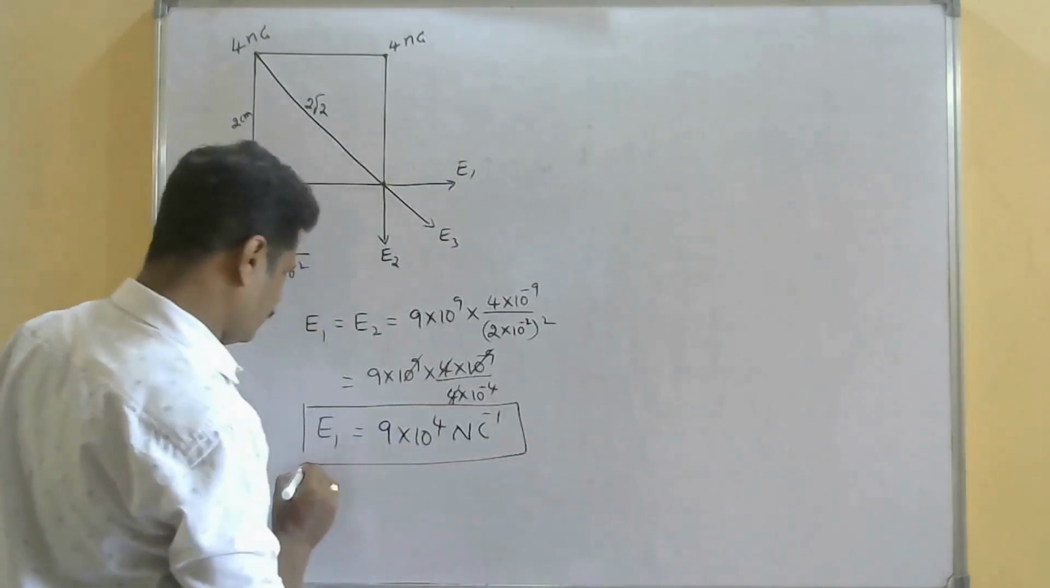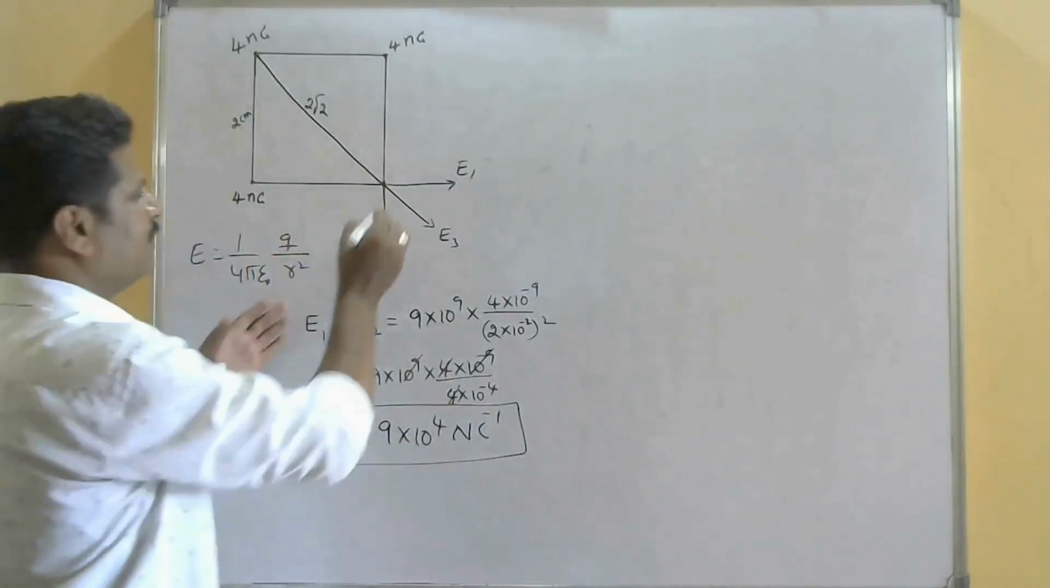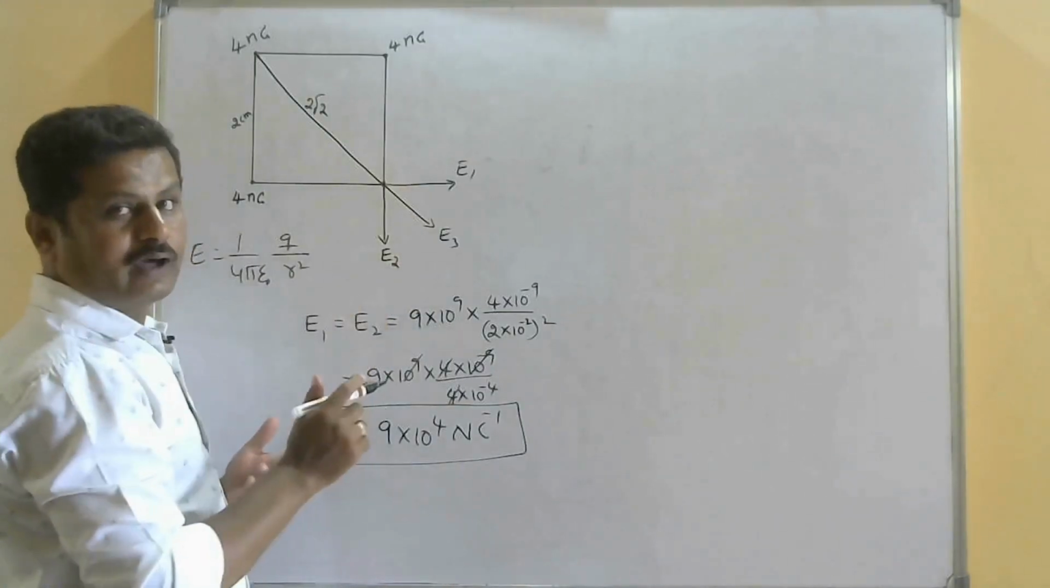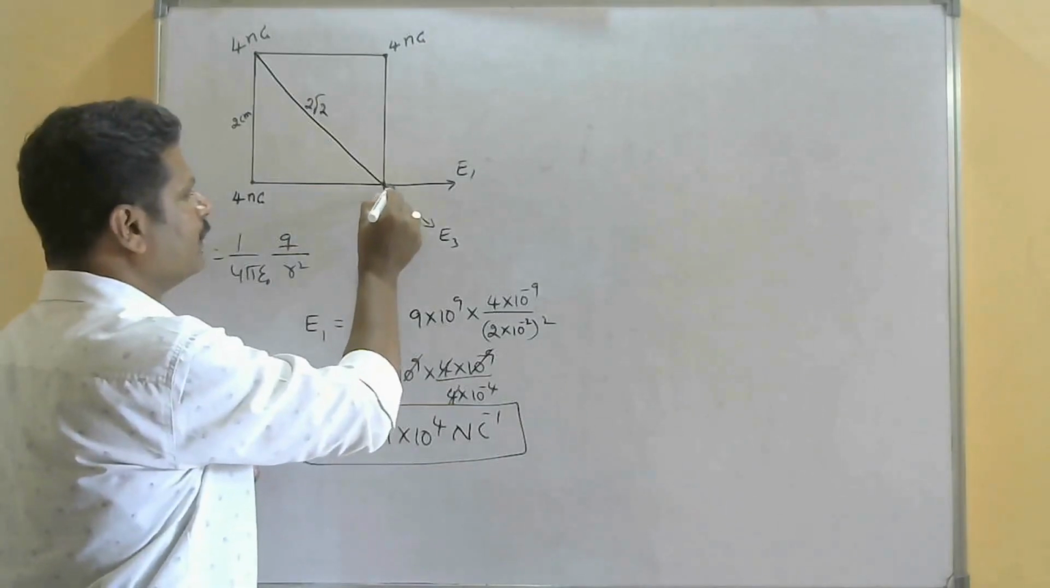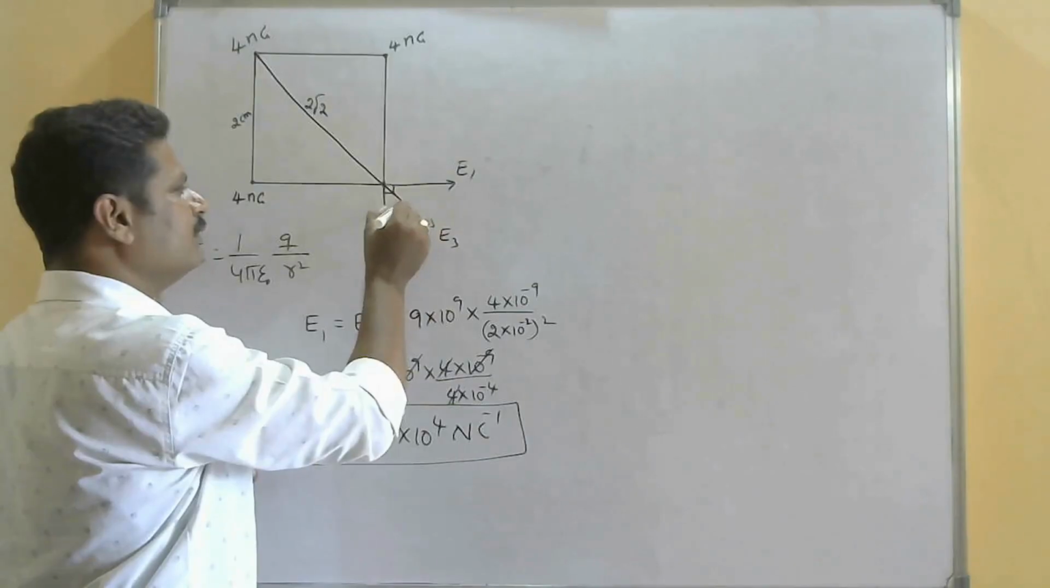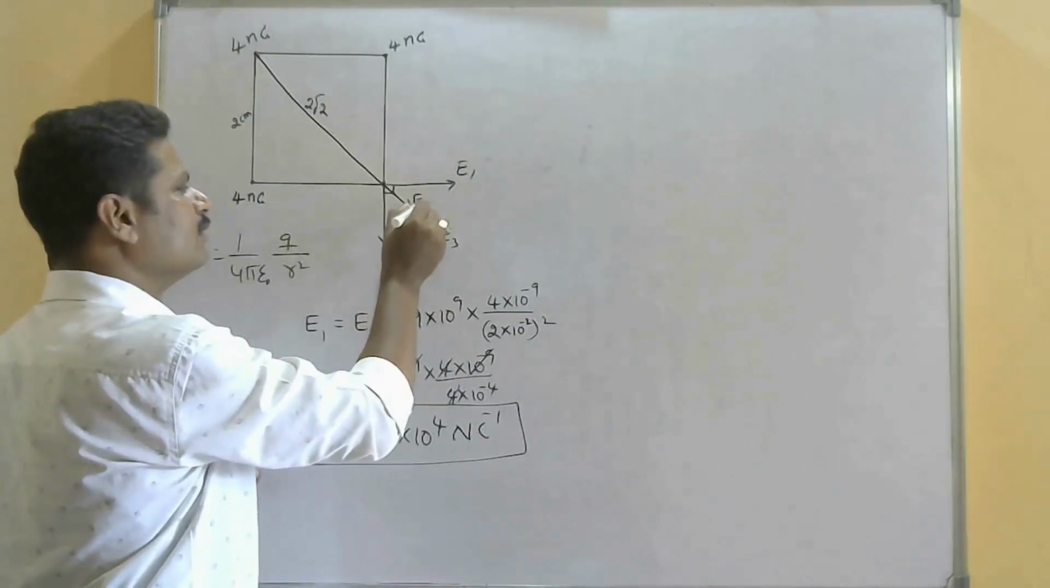These two equal electric fields are acting at an angle of 90 degrees. Whenever two vectors are acting at an angle of 90 degrees, the resultant of these two, E1 and E2, will be acting in this direction. Let me consider that one as E4.